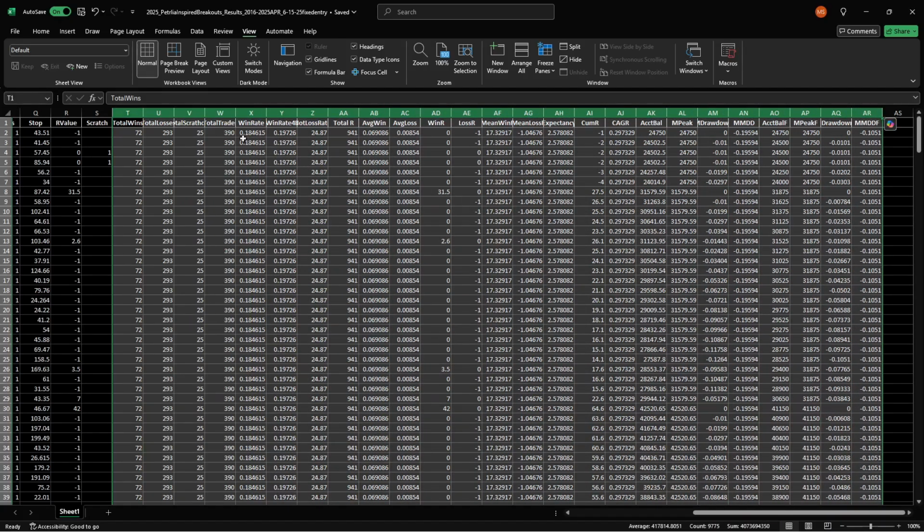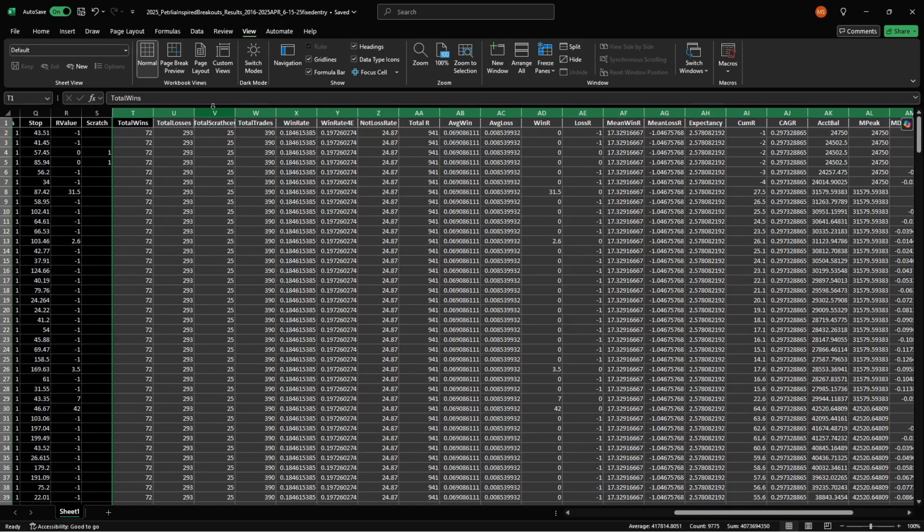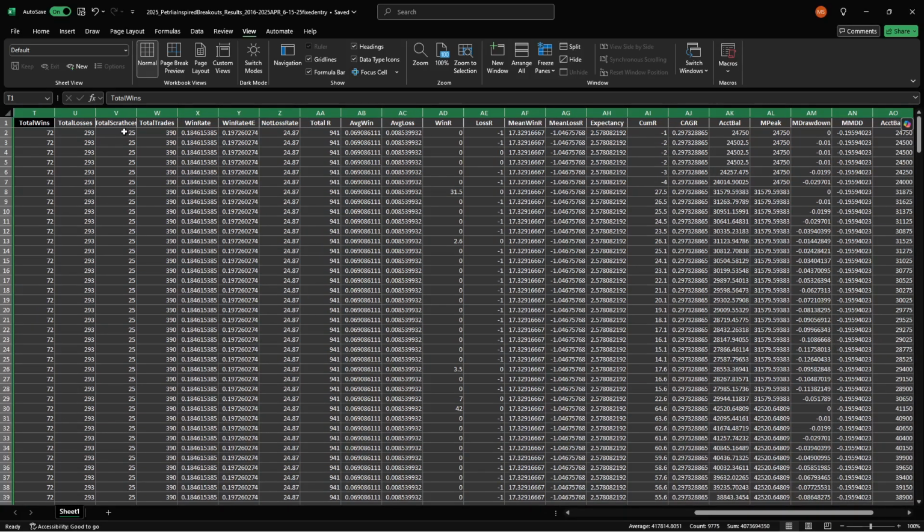What we see is that over this time period, we had 390 total trades. 72 were winners, 293 were losses, 25 were total scratch trades. Scratch trades just means break even, right? You moved your stop to break even and it got hit. It's not a huge amount of trades over this time period. It's only roughly 43 trades a year, so not even one a week.